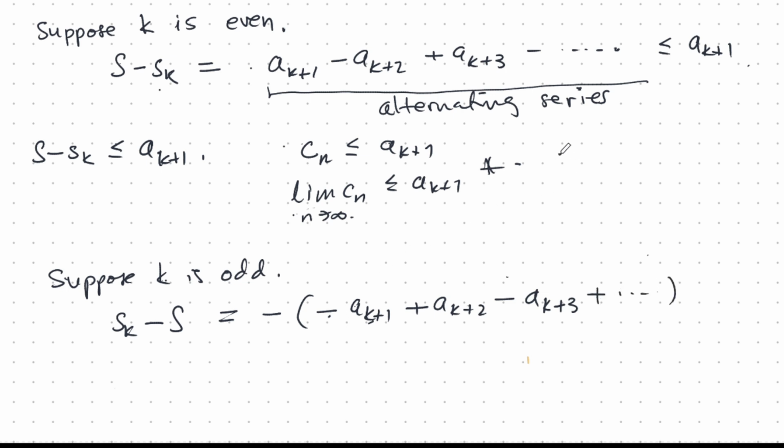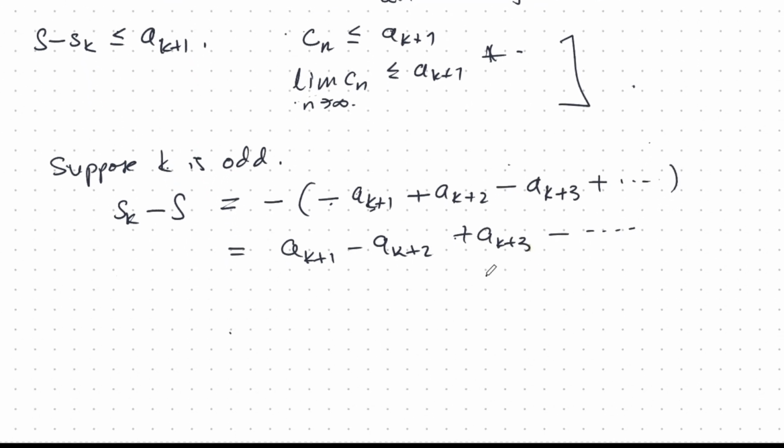And likewise, the same kind of reasoning here. First, let me distribute the negative. I have a_{k+1} minus a_{k+2} plus a_{k+3} minus ... This is an alternating series. It has a limit, it has a sum, and it's also bounded for the same reason. Every partial sum is bounded by a_{k+1}, so the limit of all those partial sums is bounded by a_{k+1}.